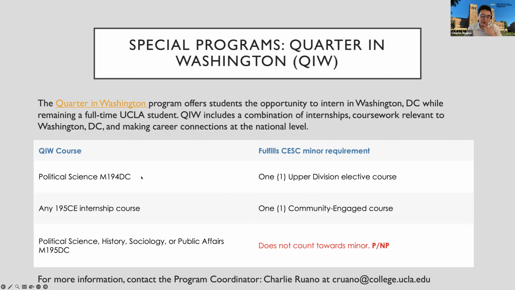So it would be poli-sci 194 DC, that would count as an elective requirement. And again, that 195 CE course, it just turns out that for the program, you need to complete the 195C internship course, and it also counts for your minor as well. So if you were to pursue this program, it would benefit you because you would at least have two courses that can be used for the minor. I wish this one could be used, but it's pass or no pass. We only accept letter grade in the minor. And if you have any questions about the Quarter Washington program, feel free to email me after the session. I'd be happy to talk about that as well.